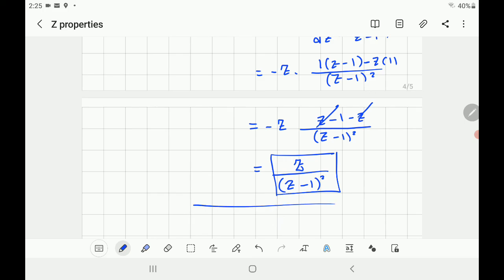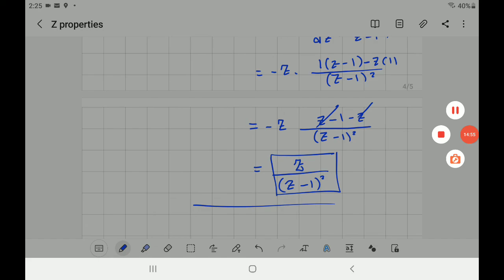I will stop here. There is another important property for the z-transform, which is called convolution, but it's a little bit involved, so I will keep it for another video. Thank you for your attention.